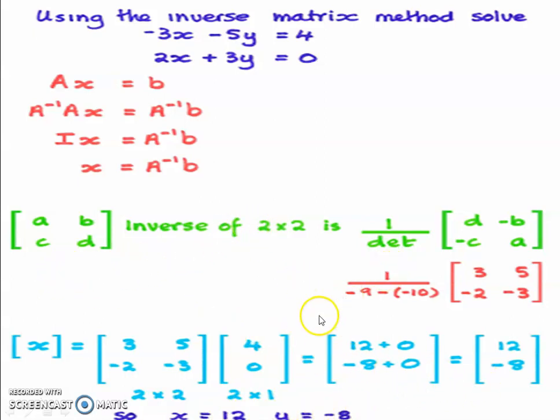So in this way, it is the shortcut method. You must remember that first we have to find the determinant of the given matrix. Then we have to find the adjoint of that matrix, that is D, minus B, minus C and A. Then we have to take the multiplication of A inverse with our constants given on the right hand side, by row multiply with column. Simplify, we derive the final answer.